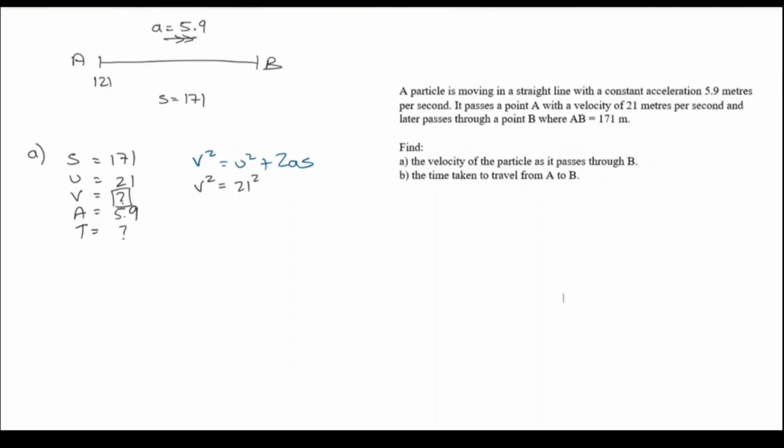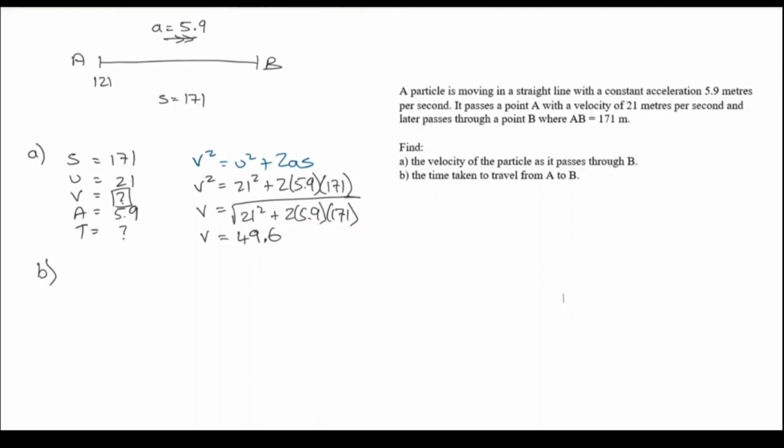Substitute the values that we have, and after some rearranging, we see that v is going to be the square root of 21 squared plus 2 times 5.9 times 171. All of this can go into your calculator, and we get a value for v of 49.6. The velocity of this particle when it passes point B is 49.6 meters per second.